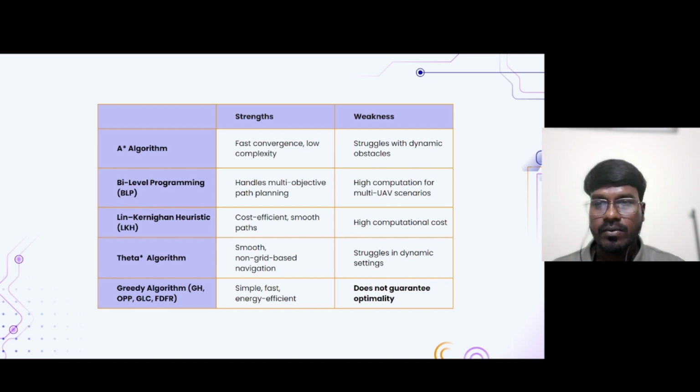The third algorithm we are going to talk about is LKH. It is cost efficient and gives a smooth path. It is basically used for large scale TSP problems where we get a near optimal solution, but it has high computational cost. The fourth algorithm is theta star algorithm. It is a non-grid based navigation algorithm. So smooth movement of the UAVs is possible here, but it struggles in dynamic settings. Greedy algorithms are simplest, fast, and energy efficient, but do not guarantee optimality.